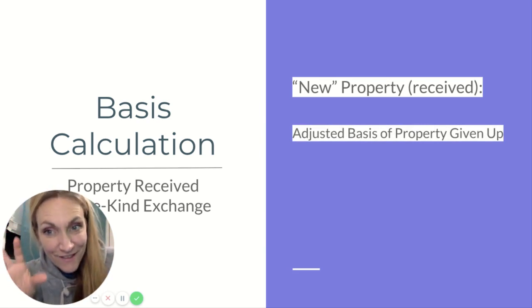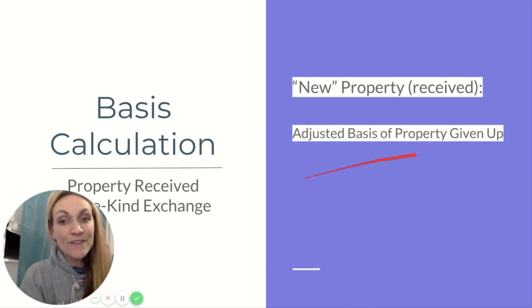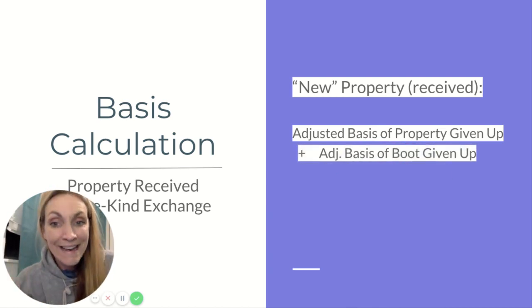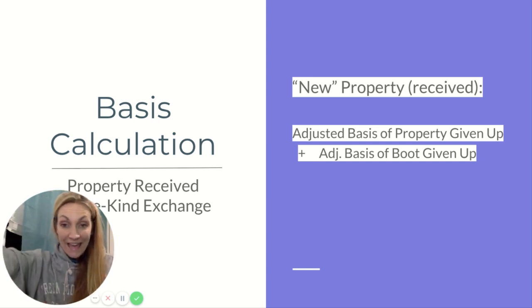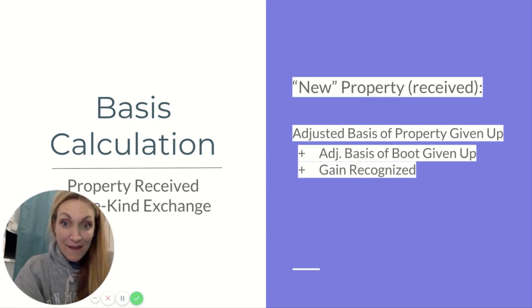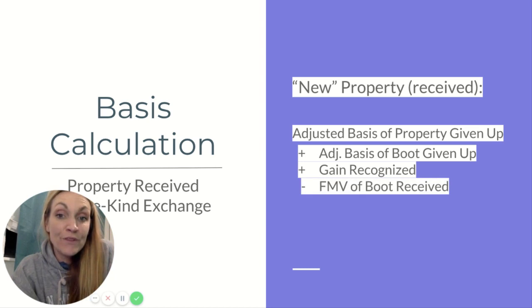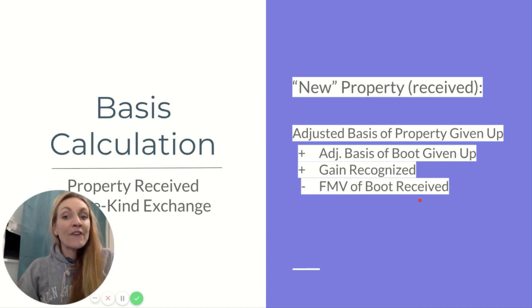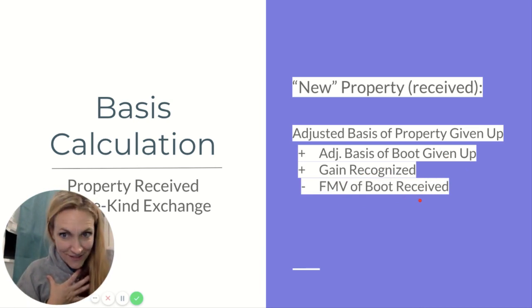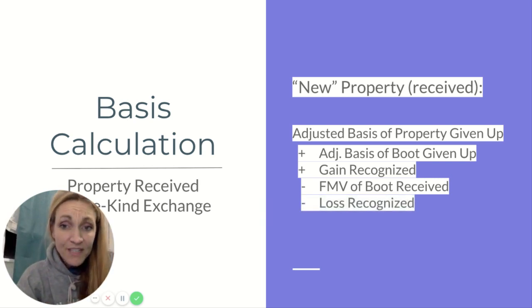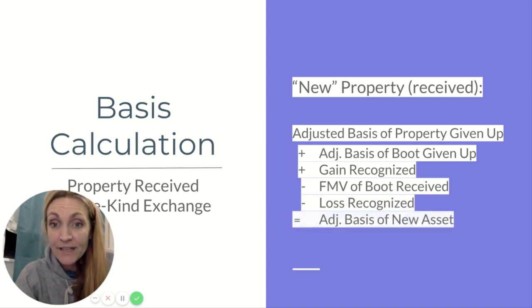To get the basis of the new property that we received, we start with adjusted basis in the property that we gave in the exchange. We add the basis of boot that we gave. We add gain recognized from the very last step. If we receive boot, then we had to recognize gain. If not, it's 0. Then we subtract the fair market value of boot that we received. So you've got to keep track of the differences: boot that was given versus received. Subtract any loss recognized, and that equals the adjusted basis of the new asset.